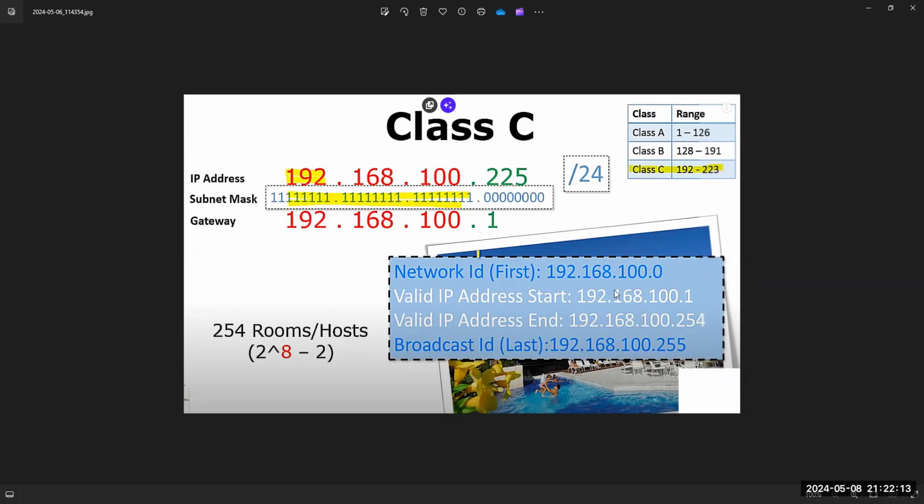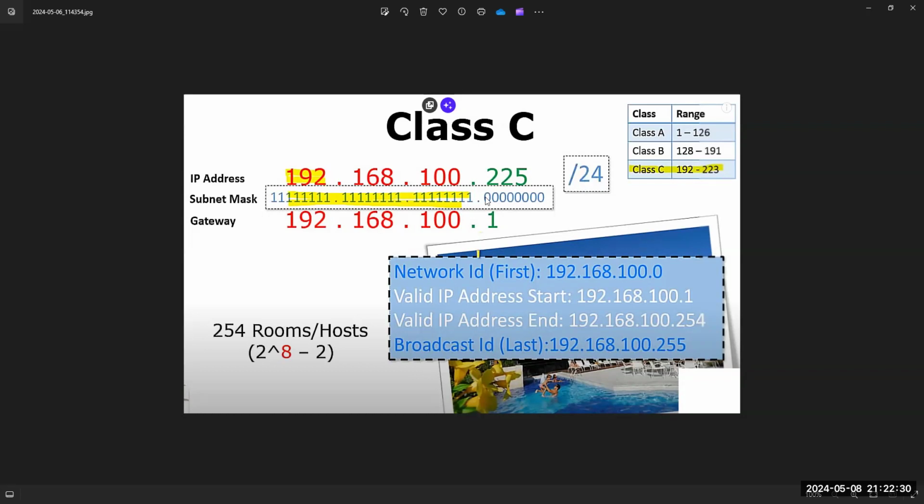So this is how we can find out, and again, questions can also be asked in CCNA, that if the network ID is this one and the subnet mask is this one, what will be the broadcast ID? So this will be the broadcast ID, right? So just remember that one.